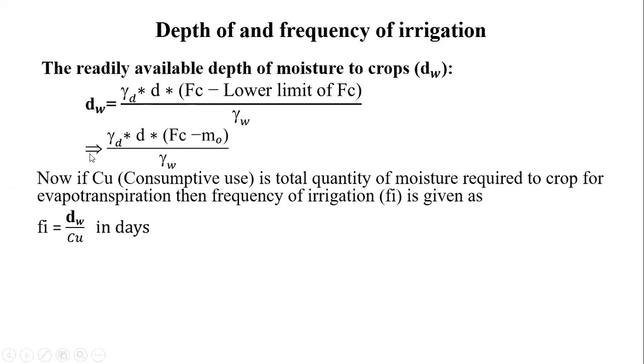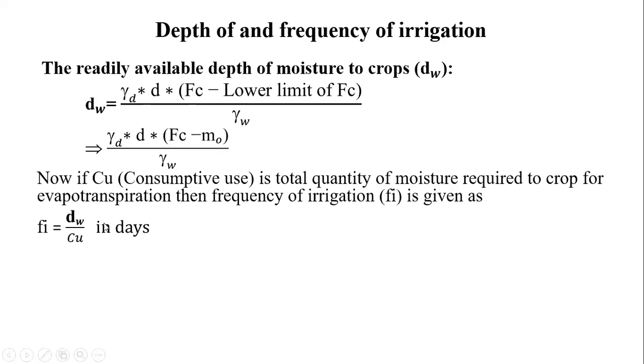Dw is nothing but the available depth. Say that here an available depth is 2 units. We will consider that after an irrigation we have maintained or reached that moisture content in the soil up to the 2 units, and the consumptive use of that crop is 1 unit per day. It means 2 units of available moisture depth divided by 1, the consumptive use of a crop per day. 2 by 1 means 2, so after 2 days we will be required to go for an irrigation.